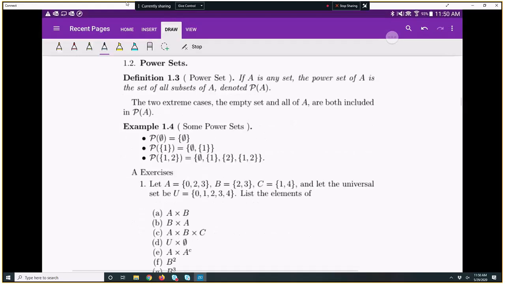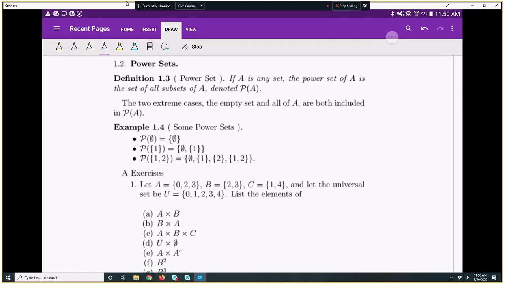So here are some examples. Perhaps the simplest example is the power set of the empty set is the set containing the empty set, because the empty set has only one subset, and that is itself. So the set of all of its subsets is just the set containing the empty set. Or if we had a singleton set, like {1}, the set that just contains the element 1, then its power set will be the empty set and the set {1}.